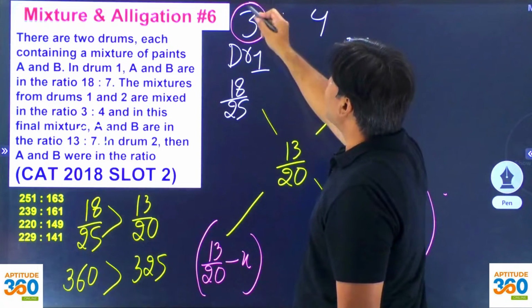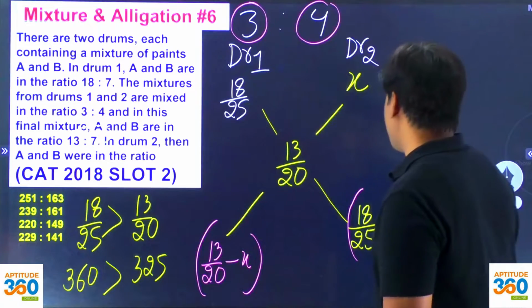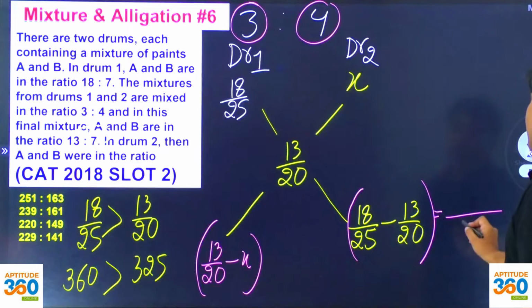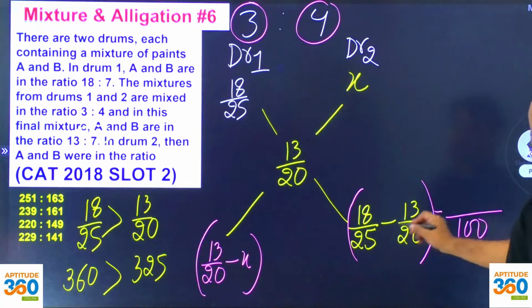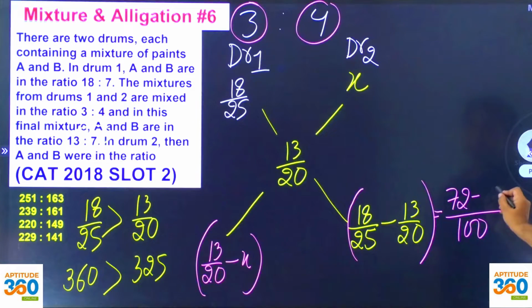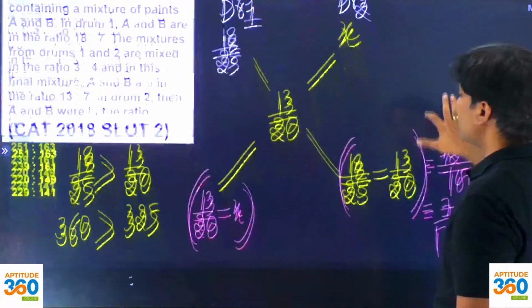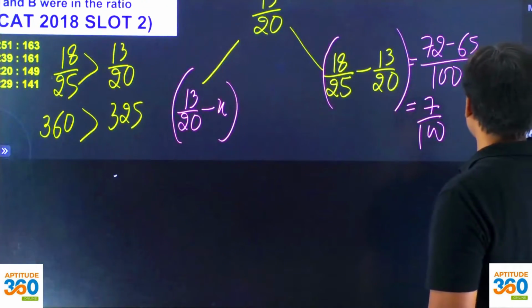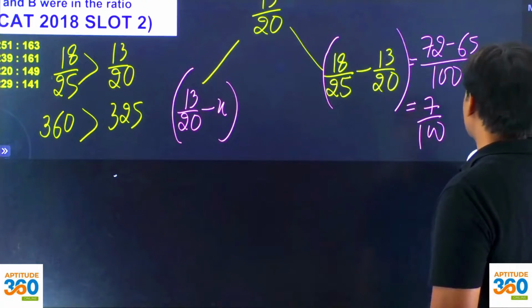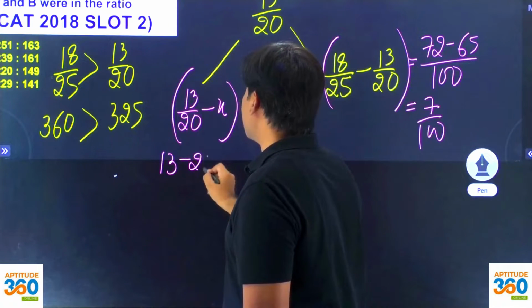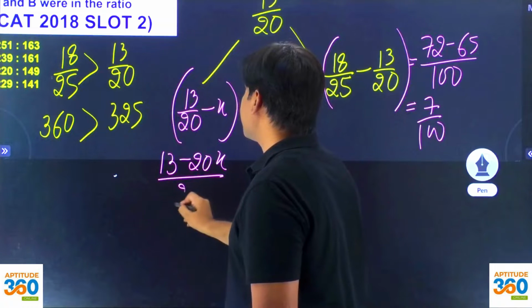So ये तो ratios हुए यहाँ पे, और ये जो फाइनल बन के आएंगे वो ये बन के आएंगे 3:4. थोड़ी तो कैलकुलेशन है यहाँ पे. चलो इसको पहले सिंप्लीफाई कर लेते हैं. This one out here, so this one is coming out as what? The LCM is 100. So this one is 72 minus 65. So this comes out as 7/100. And how about this? This one comes out as 13 minus 20x upon 20.